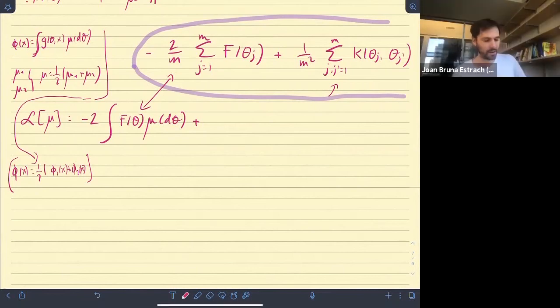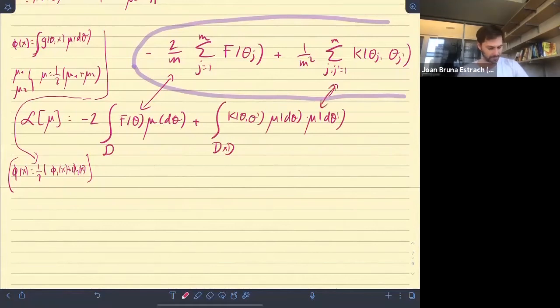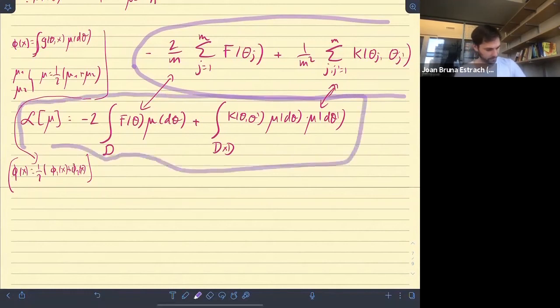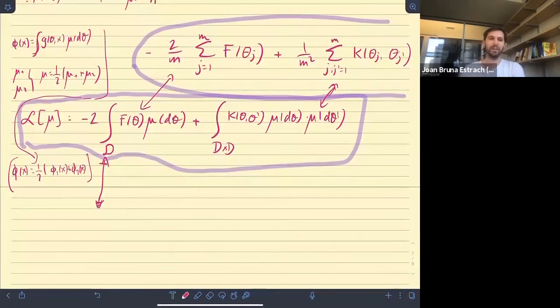Okay, so now we take the energy and we try to express it in terms of the measure. What you see is that we have this term that is the force term, and then the other term. This is an integral over d times d, which is just integrating the kernel against the measure with respect to two branches. That's this term. Okay, so now you should really look at this new loss function. Now it's expressed in the space of measures.